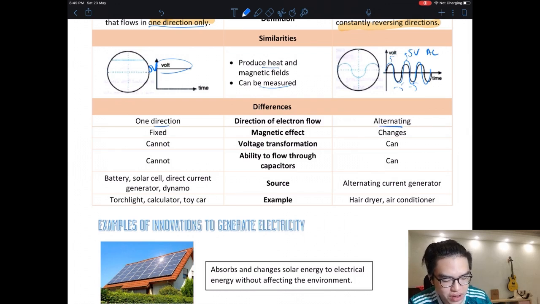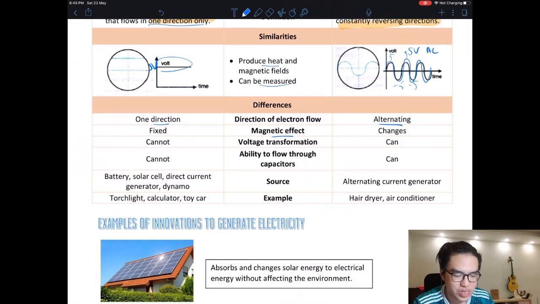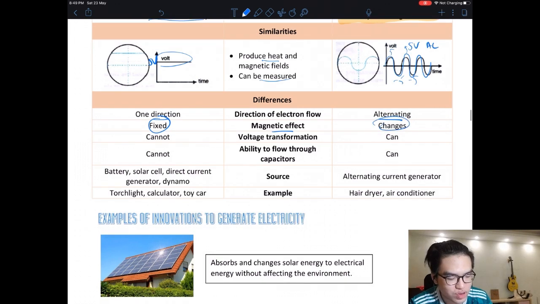Magnetic effect is also related to just now. Since DC is only one direction, it is fixed, which means one side is north and one side is south. But since AC is changing, the magnetic field is also changing. And then voltage transformation. What is this? We'll talk about this later.